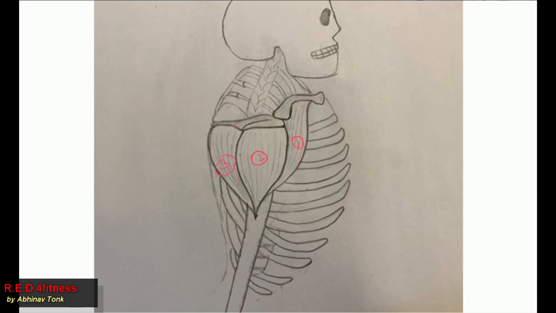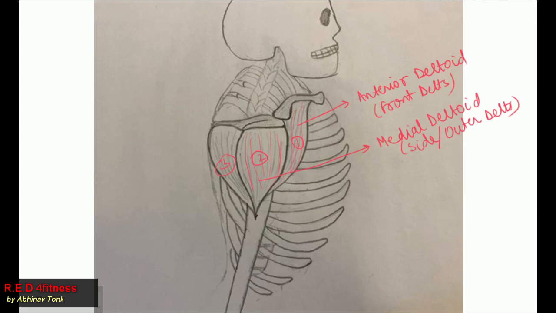So this first part of muscle is known as anterior deltoids or front deltoids. This second part is known as medial deltoid or side or outer delts, and this third part is known as posterior deltoid or rear delts.